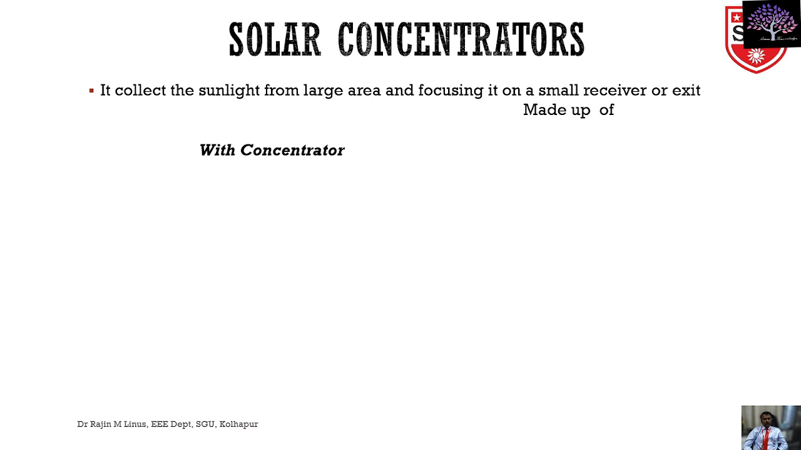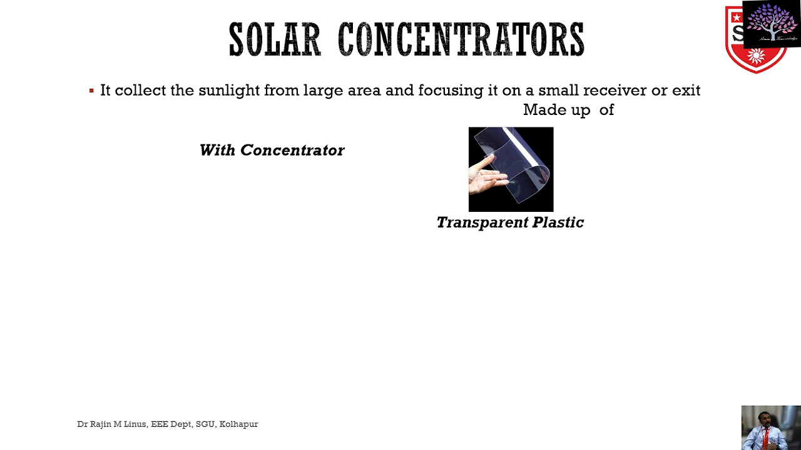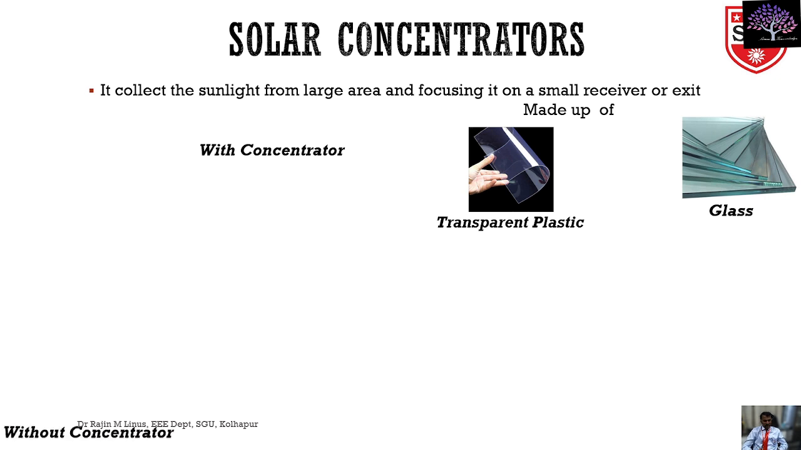Let us go to the solar concentrator. What is meant by solar concentrator? As I explained already, a solar concentrator is nothing but a device that collects sunlight from a large area and focuses it onto a small receiver or exit. It is normally made up of transparent plastic or glass.